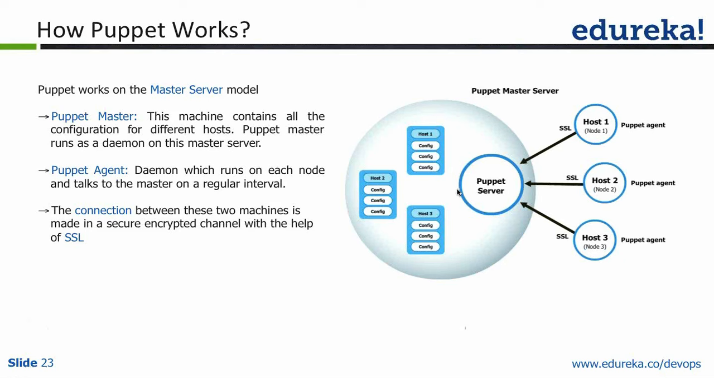Now the communication between these two machines, the Puppet master and the Puppet agents, is over SSL, so it is secure. You don't have to worry about someone intercepting the traffic in between. So the communication is very, very secure between the Puppet agents or Puppet nodes and the Puppet master.